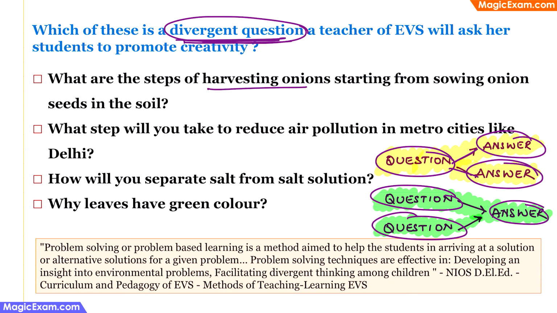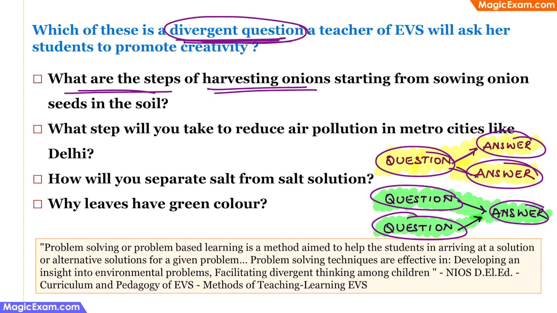Now this is a convergent question, because there is only one process or a limited set of processes for harvesting onions, and you already know the correct answer. So whatever might be the question, you are expecting a specific answer or a specific set of answers. Therefore, this one is a convergent question.